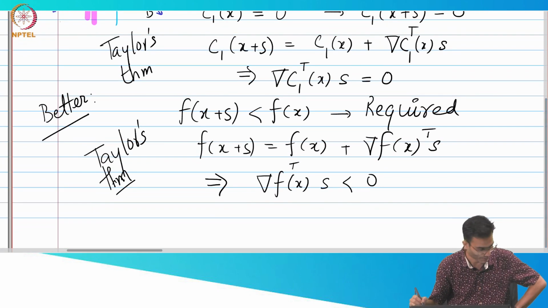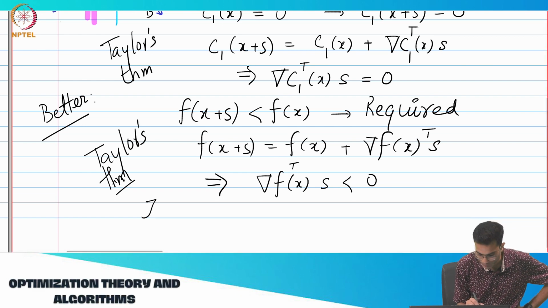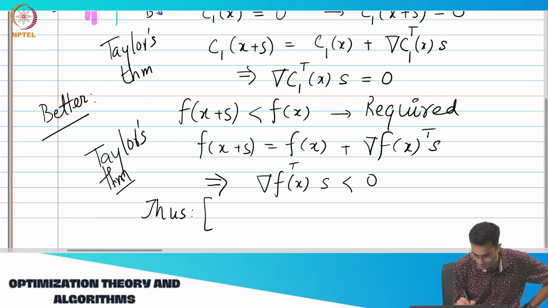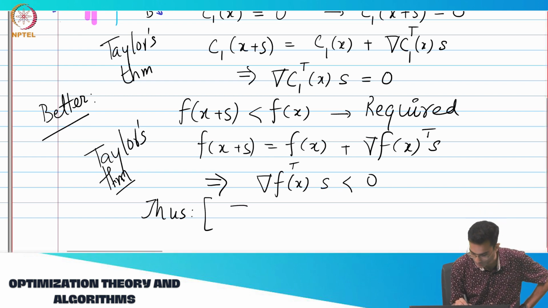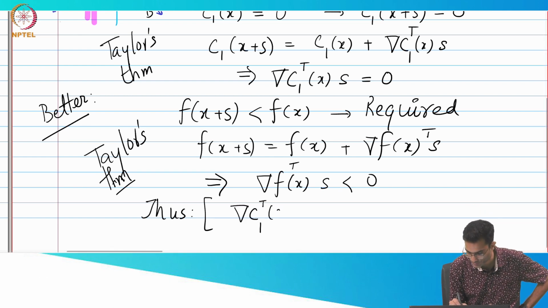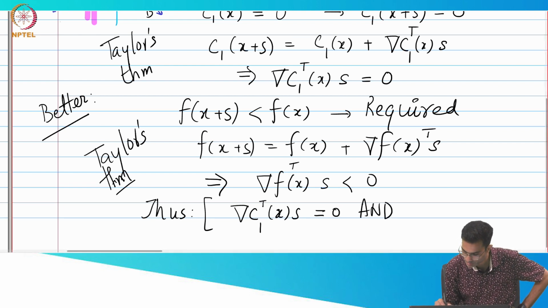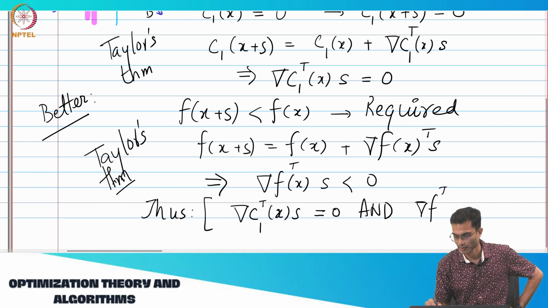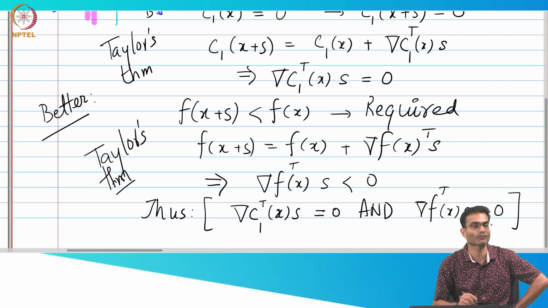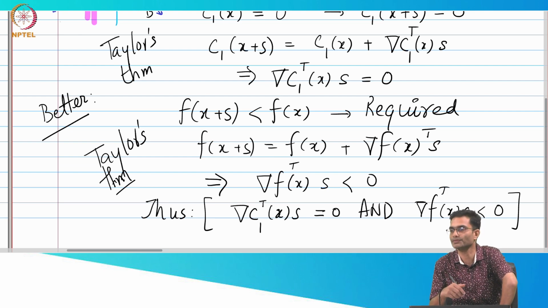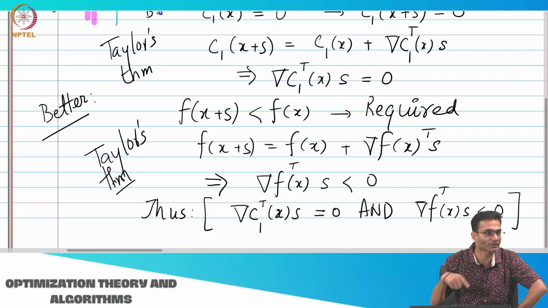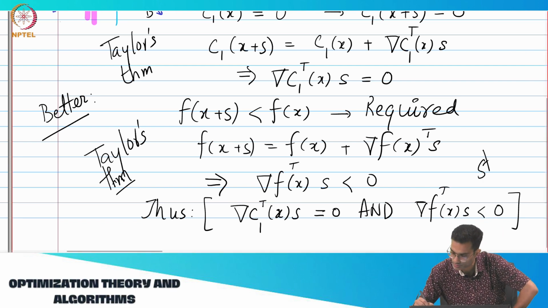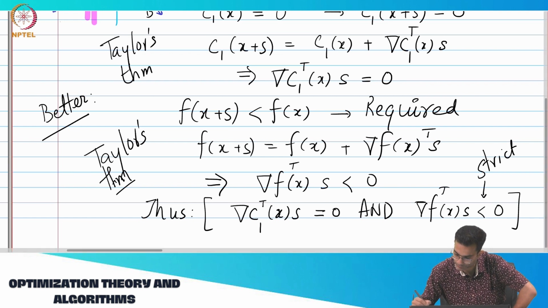So the two conditions that I need to keep in mind simultaneously are grad C1 transpose S is equal to 0, and grad F transpose S is strictly less than 0. Remember I want this to be strictly less than 0, because if it is not strictly less, then the function is not improving. Then I am just literally going around in circles. So this is strict.